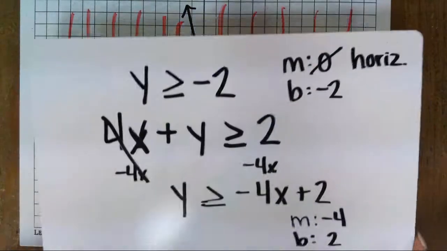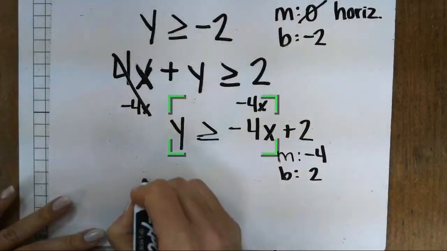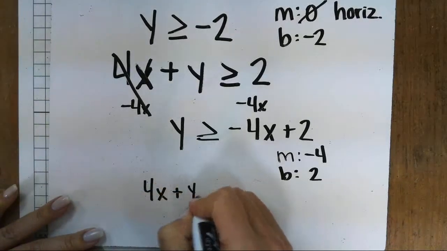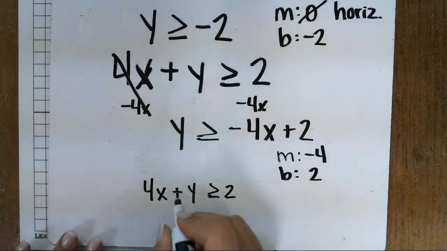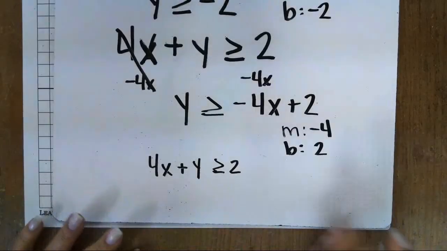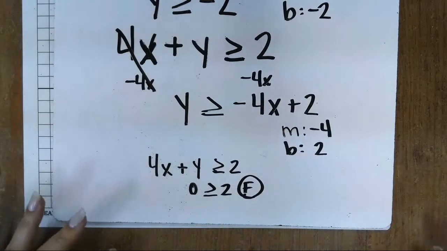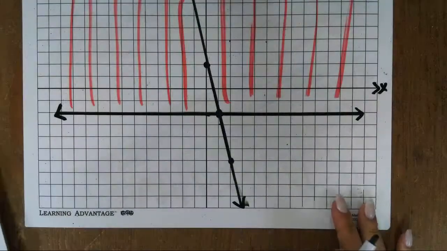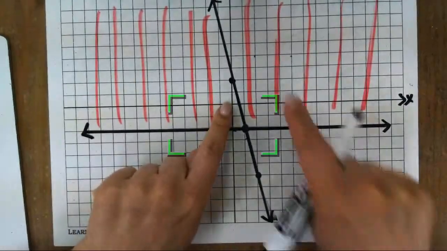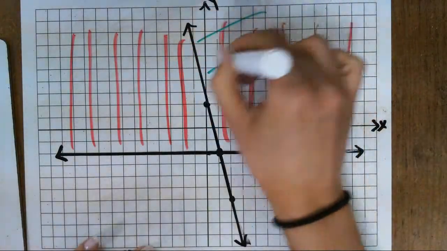Now over here, for my second equation, I have 4x plus y. This was my original equation. If I substitute 0 for both of those, they cancel out and they're both 0. This now is a false statement. So that means I'm going to shade away from my test point. If my test point's here, I need to shade over in this direction. So that goes this way.